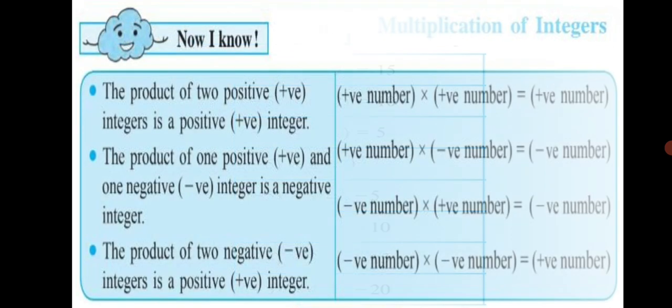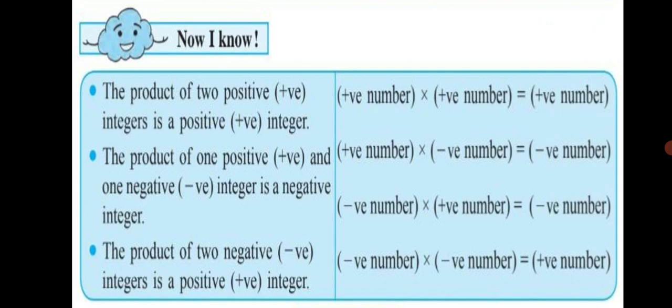So there is this rule we have to know. What do you know now? That the product of two positive integers is a positive integer. Means plus 5 into plus 1 is plus 5. Positive number into positive number, you will get only positive. The product of one positive and one negative integer is a negative integer. Means one integer was a positive number into another negative number.